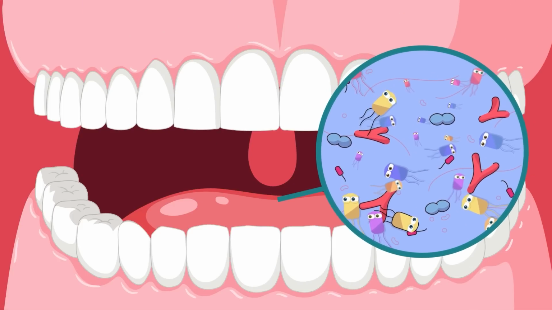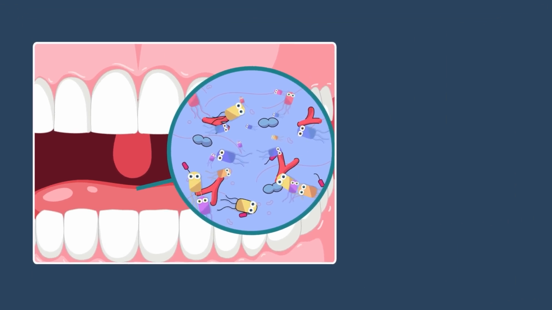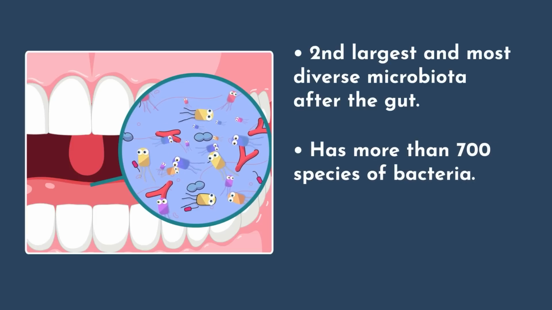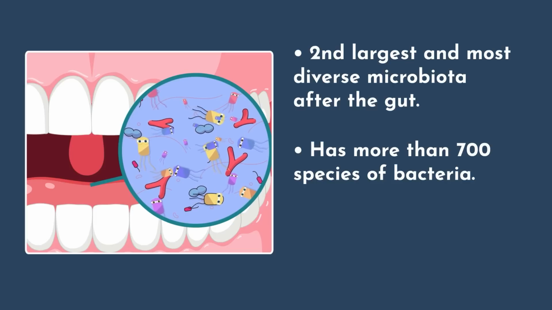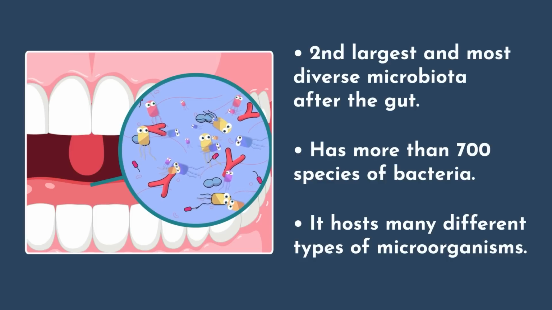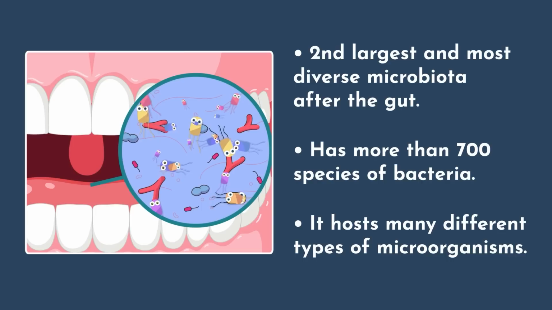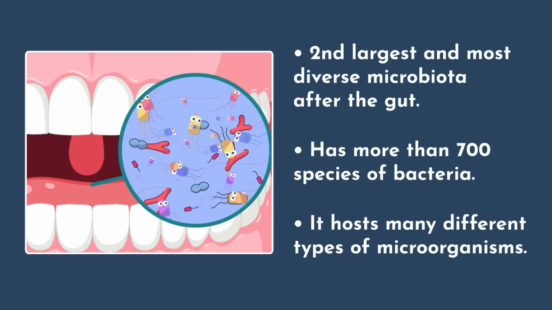The oral microbiome, as I mentioned in a different lecture, is the second largest and most diverse microbiota after the gut. It has more than 700 species of bacteria, and it hosts many different types of microorganisms, including bacteria, fungi, viruses, and protozoa. And it is exceptionally complex because in the mouth, you have all these different ecosystems with different types of nutrients and different pH, temperature, and oxygen levels. So it is very complex in itself, and it's very diverse.